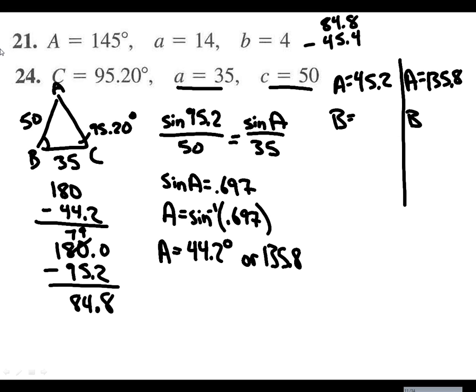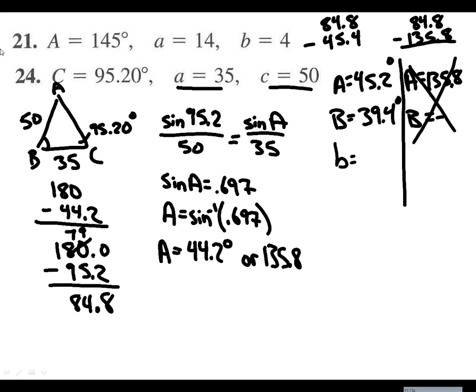Sorry, 39.4. I think that's right. Check my math for me. Let me know if I'm wrong on that one. In any case, when we come to our other triangle, 84.8 minus 135.8, we don't have any angles left. B is going to be a negative. That can't happen, so we do not have a second triangle. So in this case, it's a side-side-angle triangle with only one triangle as a result.